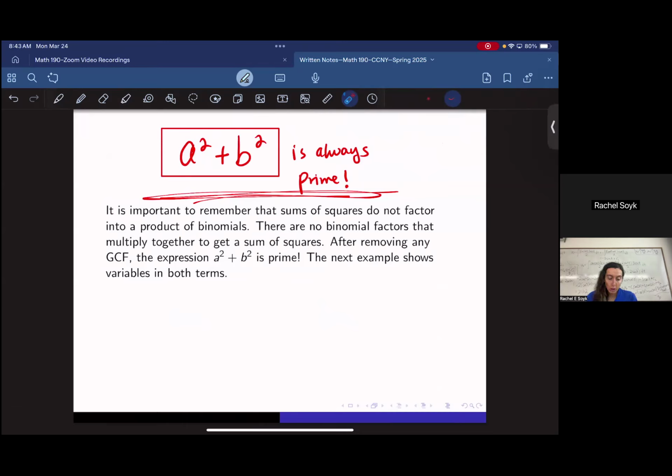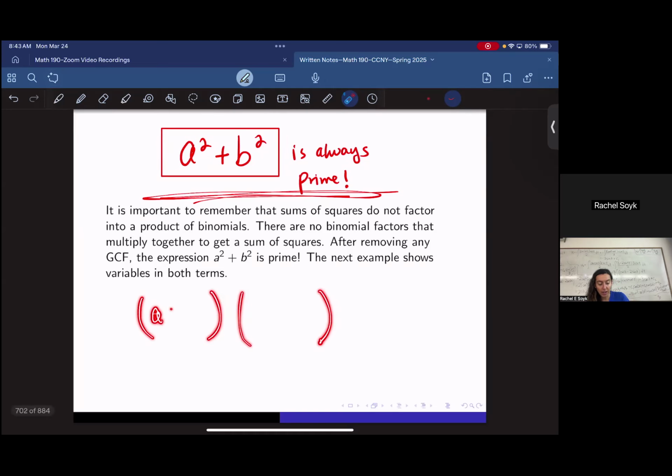So another little notes page, which is a very common mistake that I see when we're dealing with our special products formulas. We just learned our difference of squares, how those middle terms cancel out when it's an a squared minus b squared. But if we were looking at an a squared plus b squared, it's actually impossible to factor that out. And why is that?